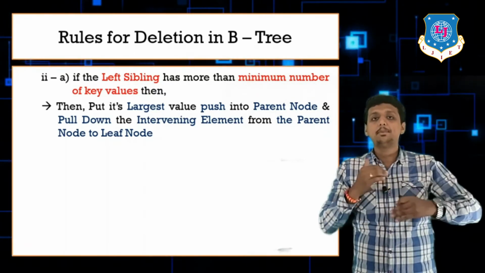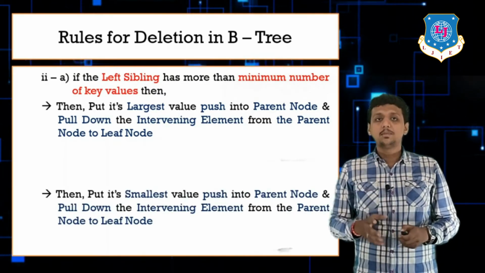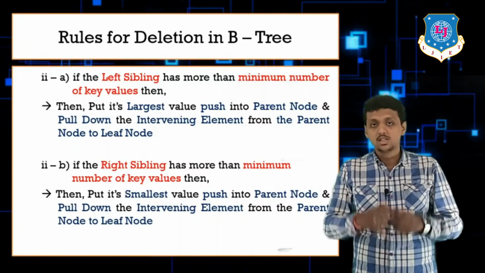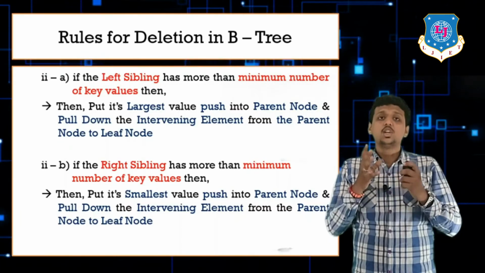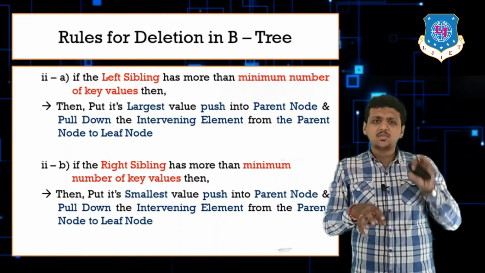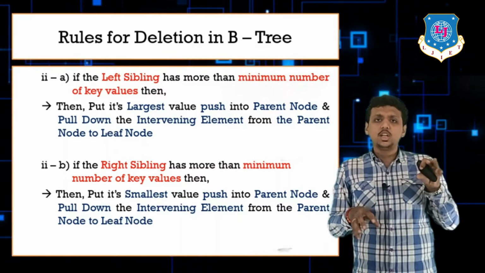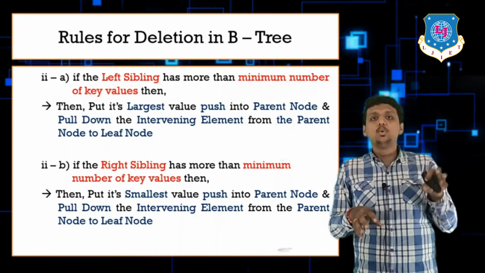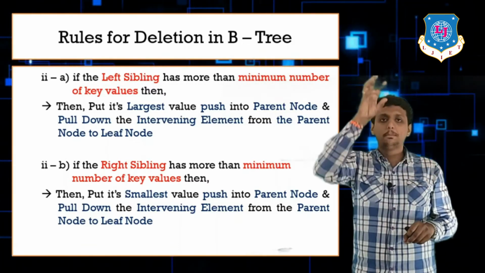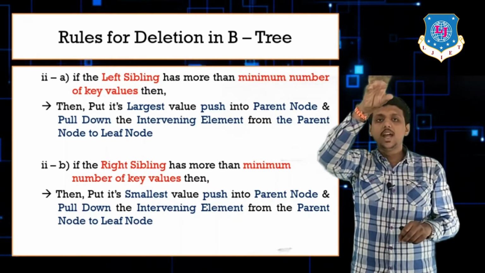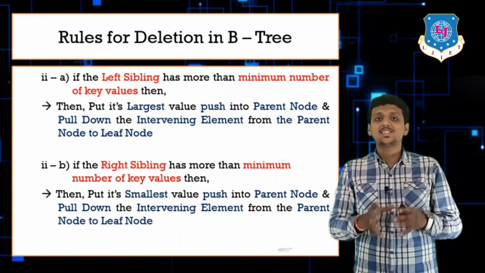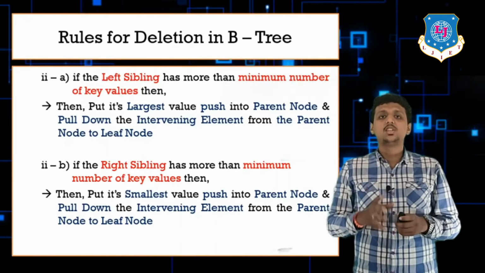Okay, now what happens in the next scenario? Suppose, students, your right sibling has more than the minimum number of key values, then what to do? Take the smallest value from the right sibling and put it into the parent node, take the intervening value and put it down into the leaf node. Okay, so like this you can do the deletion operation.